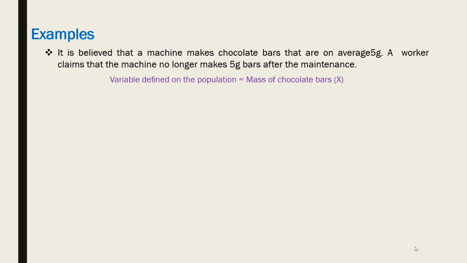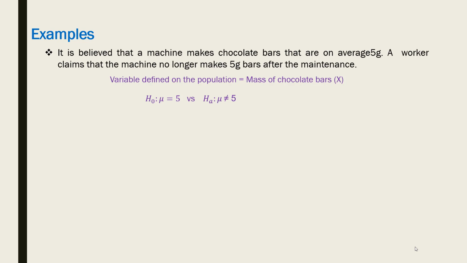The variable defined on the population is the mass of chocolate bars. How do we check it? We say H naught: mu equals 5, because that's what we believe. It is believed that a machine makes chocolate bars that are on average 5 grams. Currently we believe it makes 5 grams. The claim is that it no longer makes 5 grams.